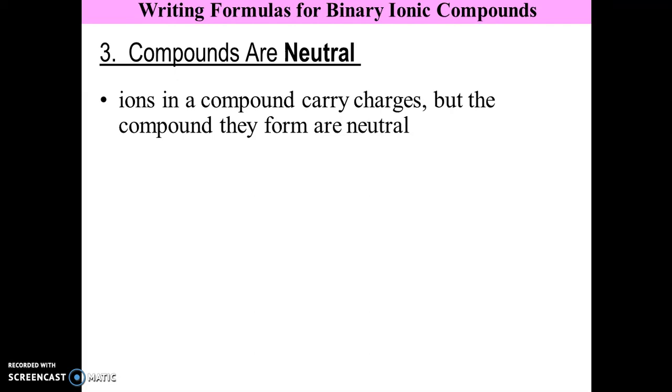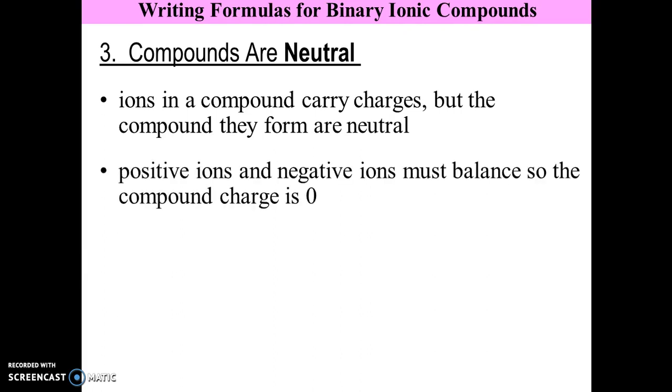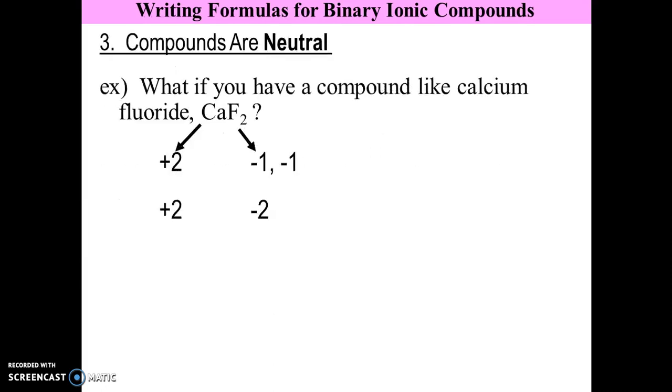So for ionic compounds, all the pluses and all the minuses are going to cancel out, and that's what we're going to use to determine the relative quantities. Here's another example of an ionic compound. It's calcium fluoride, and based on the formula, you can see that there's 1 calcium and 2 fluorides.